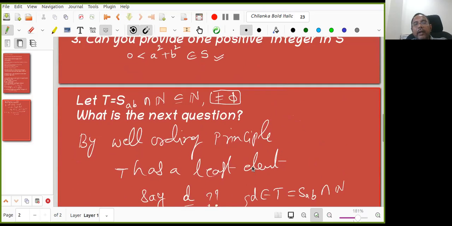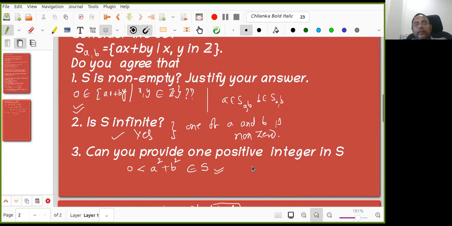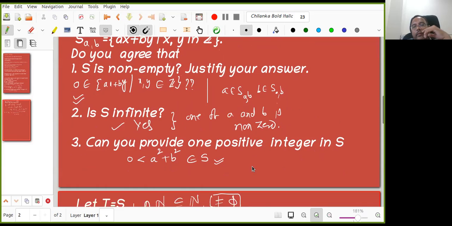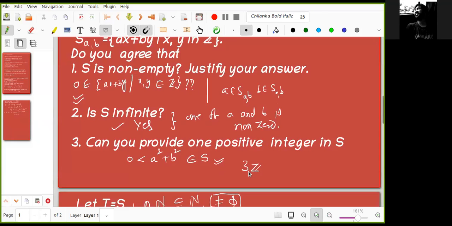Amia, can you tell me what D is related to S_AB now? As an entire set, what can we say about D? You know D, right? It's the minimum of S_AB intersection N. That is okay, but I do not want to bring intersection N and all. Can you say now, what is D? It's like 3Z. You know 3Z? Yes, sir.